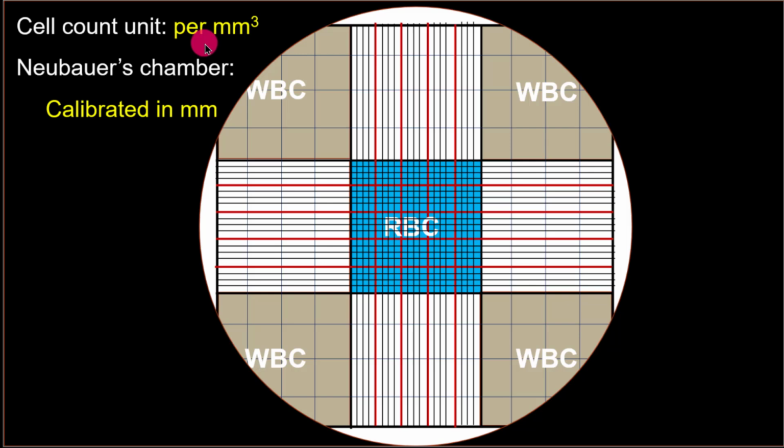To accurately measure the counts in this unit, Neubauer's chamber is calibrated in millimeters. So knowing these dimensions is essential for accurate calculations of the cell count. So okay, now you know the importance. Let's see how exactly this chamber appears under the microscope.